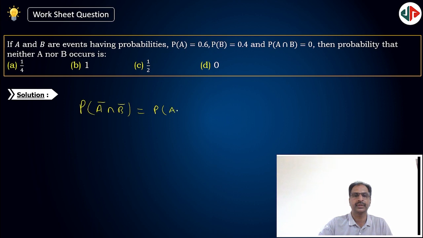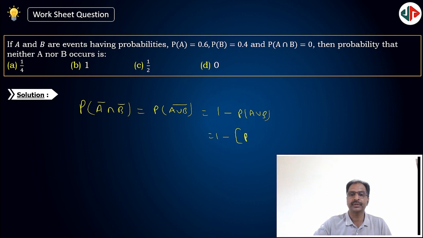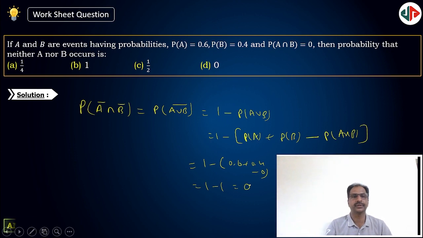So this is nothing but A union B whole bar, which is 1 minus P of A union B, and P of A union B is nothing but P of A plus P of B minus P of A intersection B. That is equal to 1 minus 0.6 plus 0.4 minus 0, which is 1 minus 1, 0. Option D.